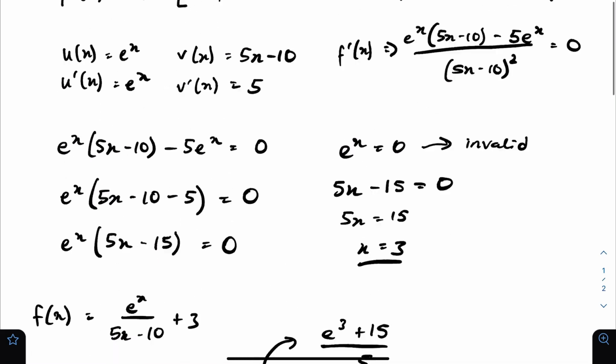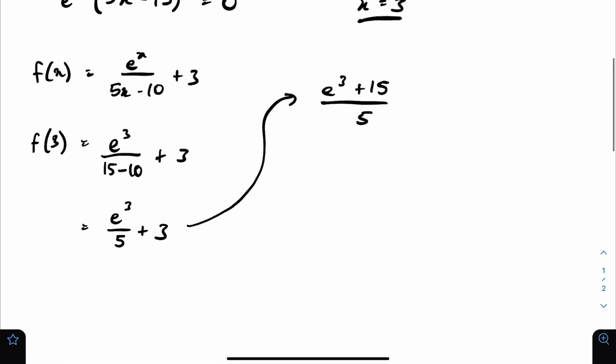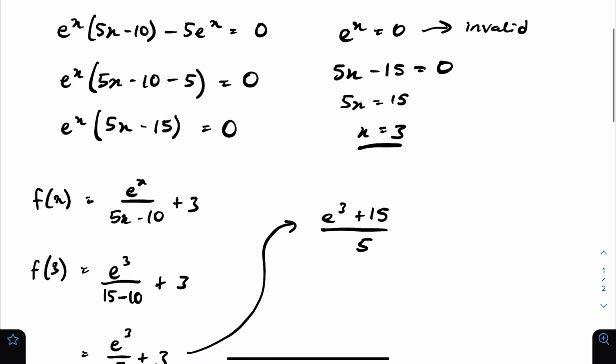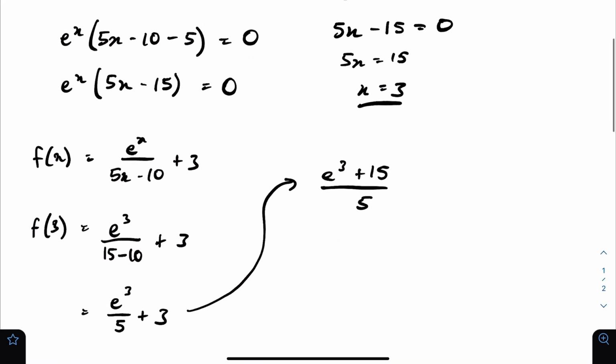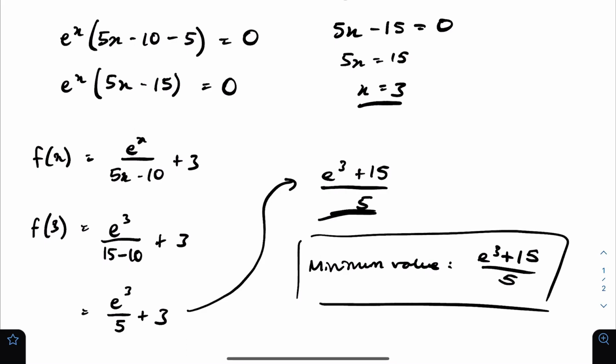Therefore, for the coordinates of the minimum point, we don't even have to test that it's a minimum point because we've only got one point. They're asking for the minimum one, therefore we can assume it's a minimum. The minimum value they're asking for is not the x value, it's the y value. The minimum value is e cubed plus 15 over 5. And that's that.